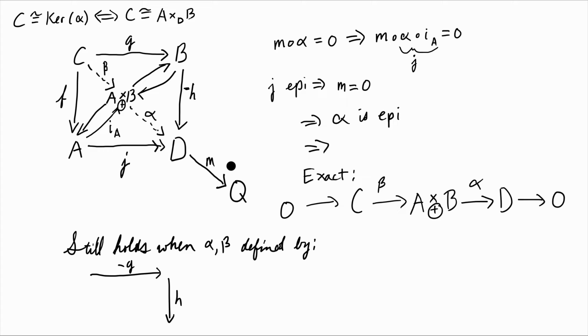So the implication that M alpha equaling 0 implies that M is 0 is equivalent to saying that alpha is an epi, which means that this sequence right here is exact. Now we should keep in mind that this exactness of the sequence still holds when alpha and beta are defined differently, with a negative G and H instead of a G and a negative H.